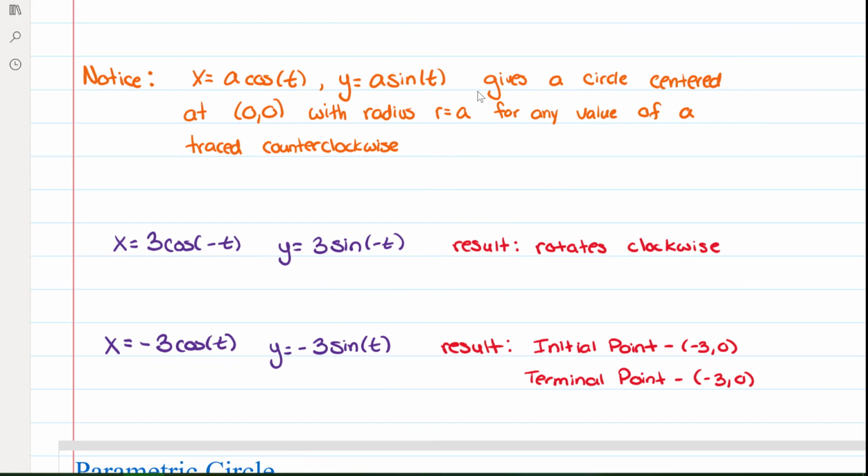So again, to formalize that for notes, x equals a cosine of t and y equals a sine of t gives a circle centered at (0, 0) with radius r equals a, and it's going to rotate counterclockwise. If it's negative t on the inside, it's going to rotate clockwise. And the value of a gives you the initial point. So it gives you the starting point and the terminal point if you do one full rotation.